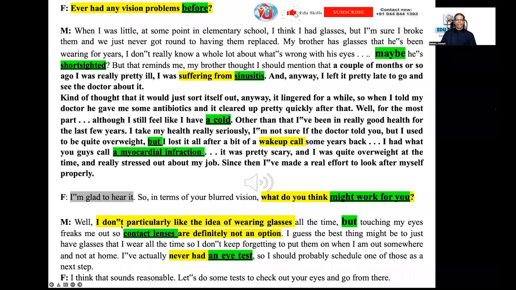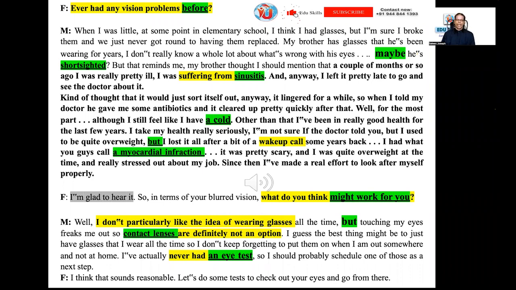So he says, I don't particularly like the idea of wearing glasses, but say there is a contrast. So the idea is changing. I don't like, but touching my eyes freaks me out. So contact lenses are definitely not an option. Negative meaning. Okay. Though I don't like wearing glasses, I dislike contact lenses even more. See, there is a contrast. So what is he looking for? I guess the best thing might be to just have glasses that I wear all the time. So I go for glasses, not contact lenses. That is the answer there.